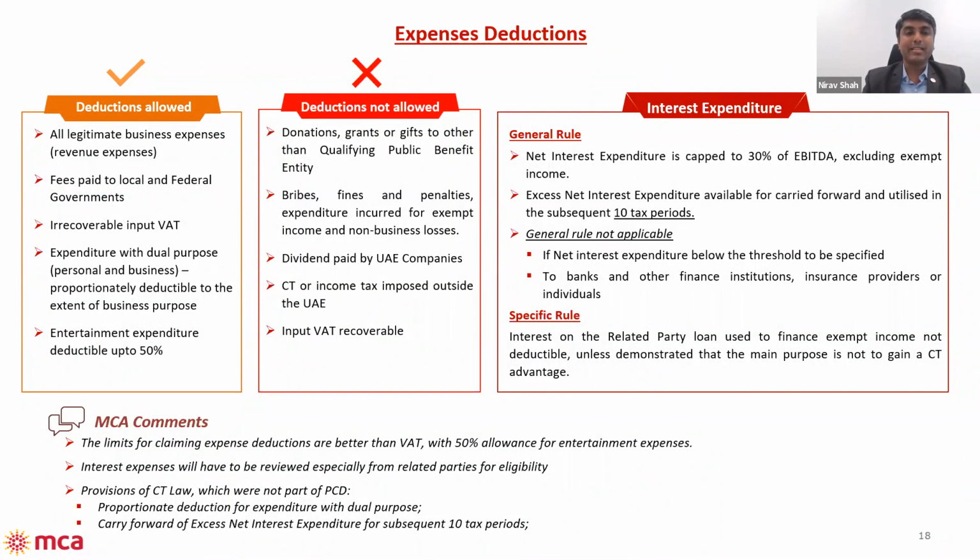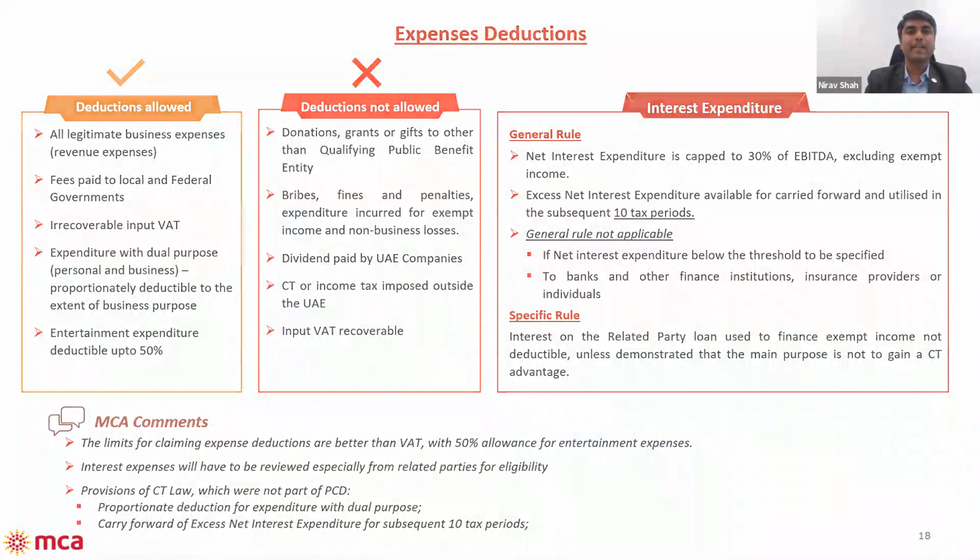Certain provisions were there in the UK which are there in the corporate tax law, but were not there in the public consultation document. Those are proportionate deduction for expenditure with dual purpose, and expense carry forward of excess net interest expenditure for 10 taxable periods. These were not there in the public consultation document, but these are good provisions, and we see those provisions in the UAE corporate tax law.